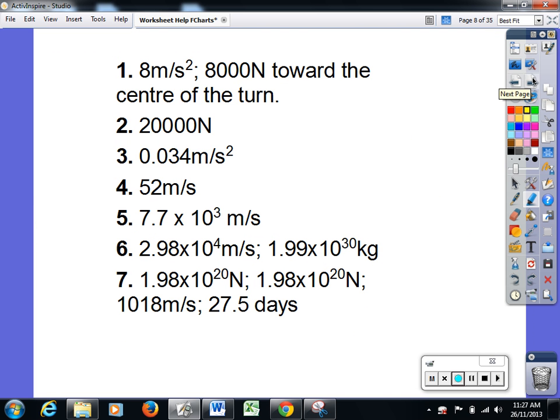The final slide here just shows you all the answers, so you can check that you have got things right. You can also check that I've done things correctly as well.